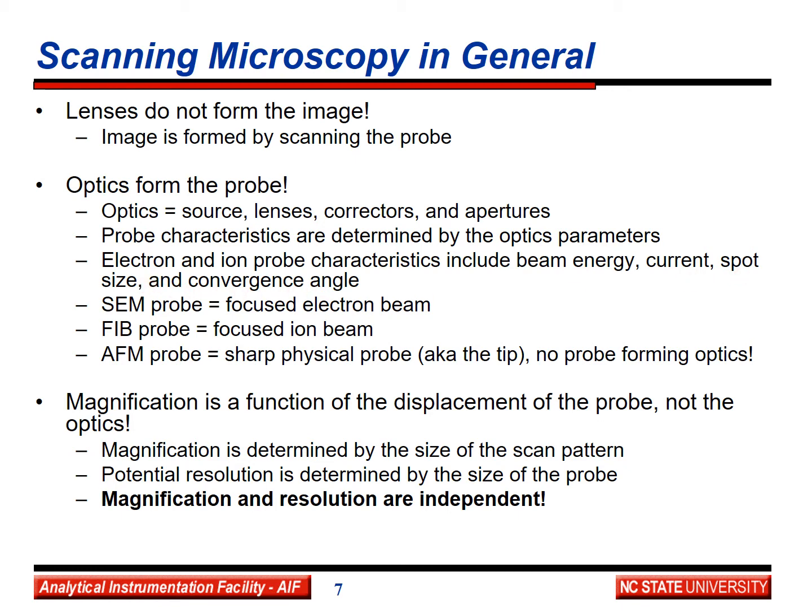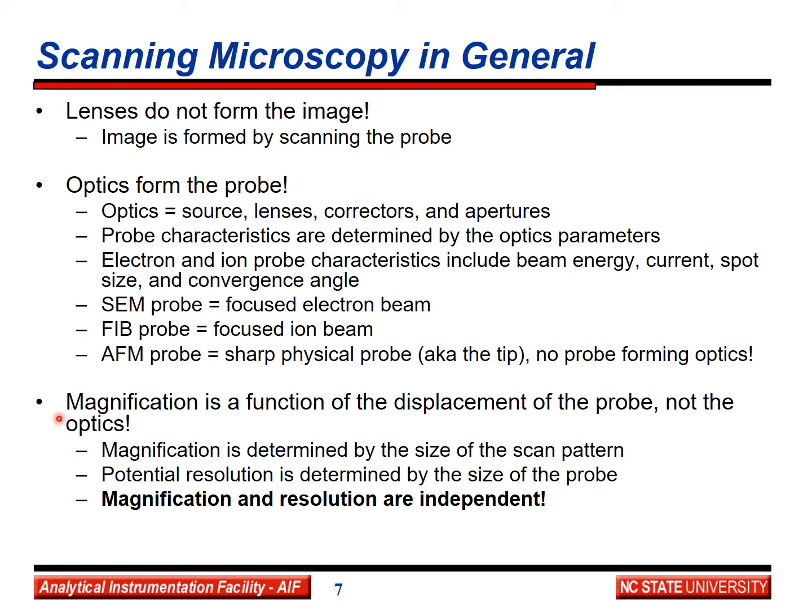With an AFM probe, we have a sharp physical probe instead of a focused charged particle beam. With a sharp physical probe, there are no probe-forming optics. That means that the focus is a function of the shape of the probe.